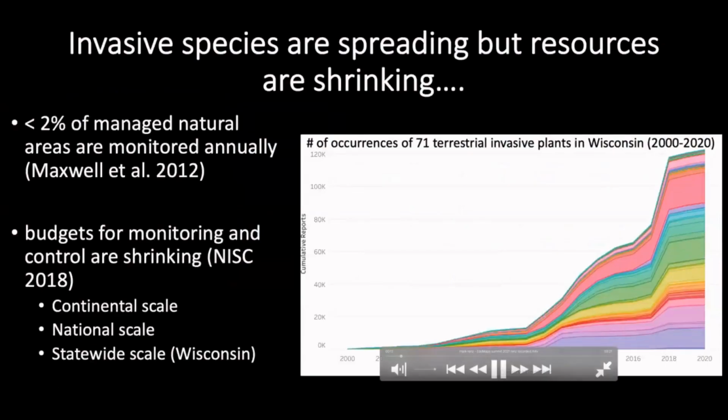Well, many of you know invasive species are spreading nationally. The same is the case in Wisconsin, as can be seen by this graph. Over the last 20 years, we've seen dramatic increases in occurrences of many of our terrestrial invasive plants. But unfortunately, resources are limited, and those resources continue to shrink over time at various scales. And so we're really looking at using these models to help be more efficient, and how can we integrate them into some of our decision-making processes.